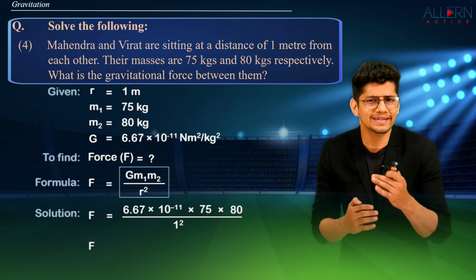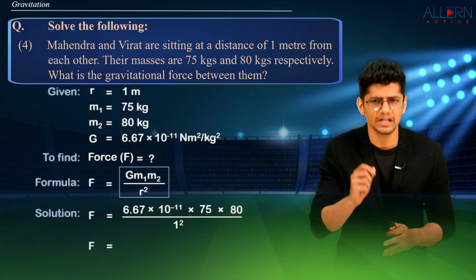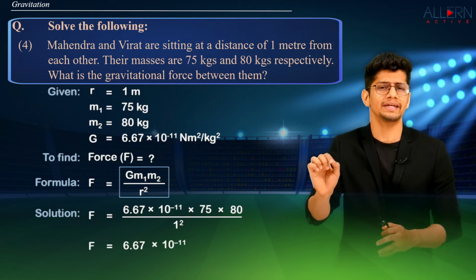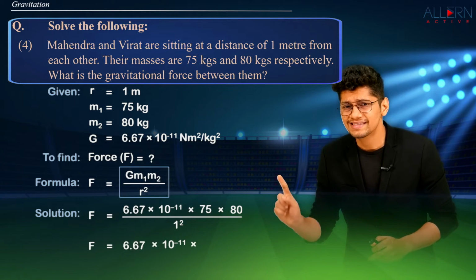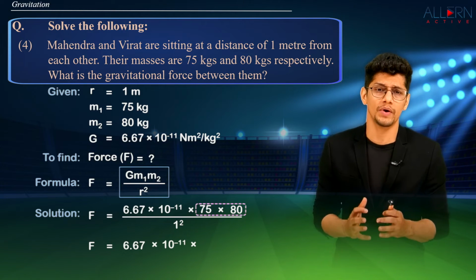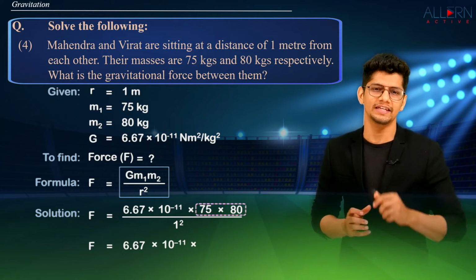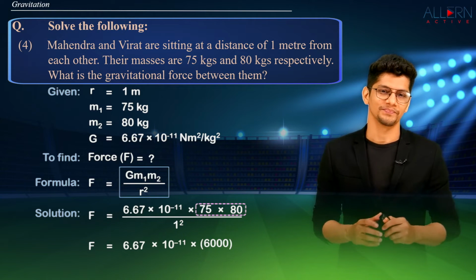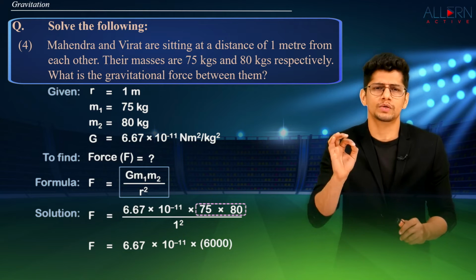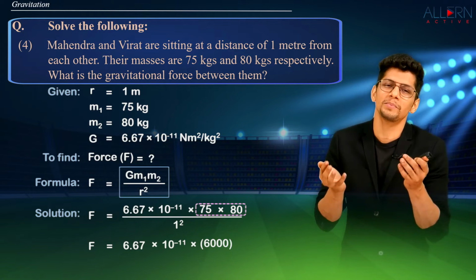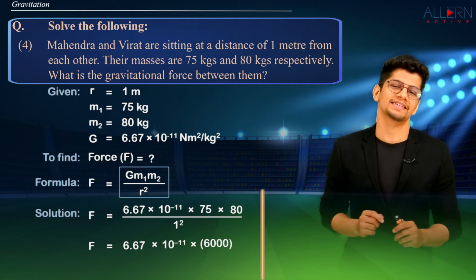So, now let's do the calculation. In the numerator, we have 6.67 into 10 raised to minus 11. We'll keep it as it is. Now, here we'll do 75 into 80. Pause this video over here and multiply 75 and 80. I hope you got the answer as 6,000, right? Upon 1 square is nothing but 1. So, anything upon 1 becomes anything. So, this remains as it is.